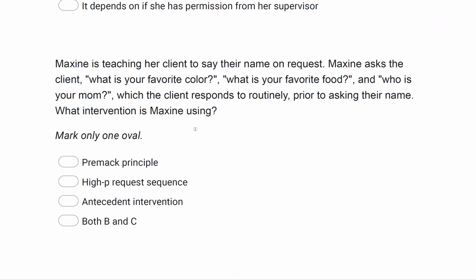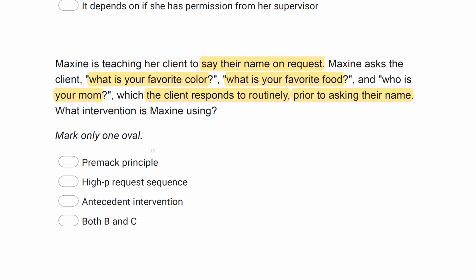All right, if you've been studying a while or if you're already somewhat fluent, this question should be rather easy. We're looking at Maxine, teaching a client to say their name. First, Maxine says, what is your favorite color? What is your favorite food? Who is your mom? And we know the client responds to that routinely, meaning these are high probability requests. And then she does what? She asks their name, which is the low probability request.